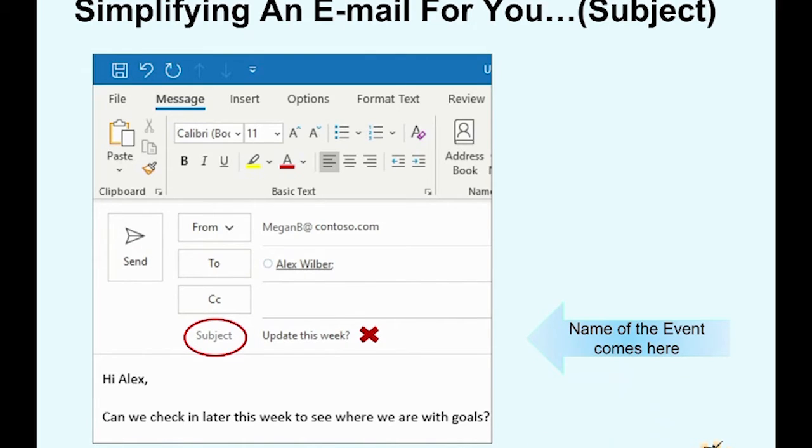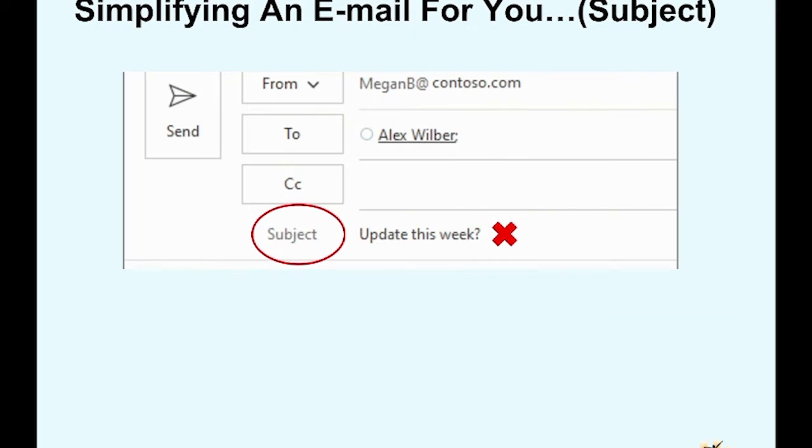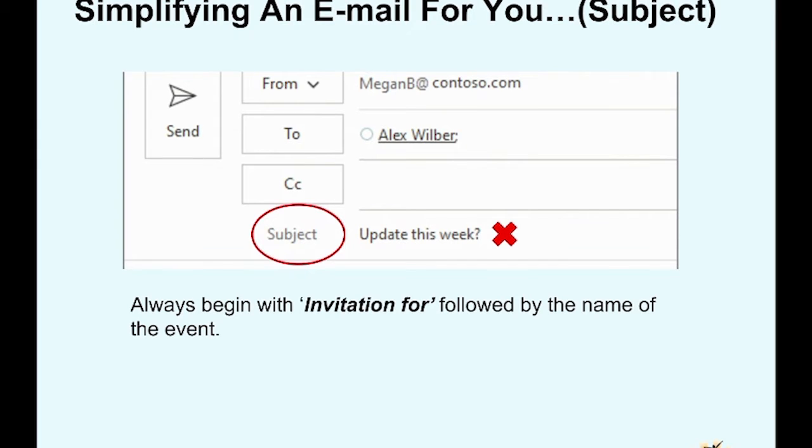In the subject line comes the name of the event. Always begin the subject with the words "Invitation for", followed by the name of the event from the notice. For example, "Invitation for inter-school music competition". Or another example could be "Invitation for inter-school dance competition".